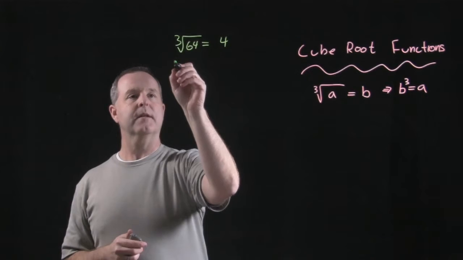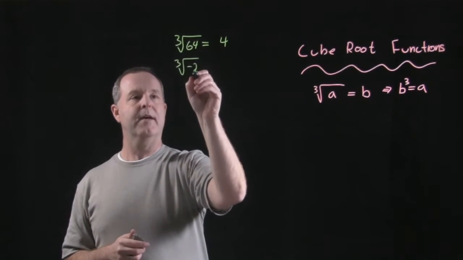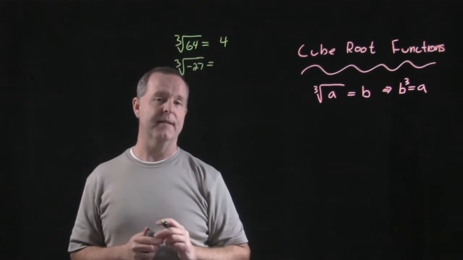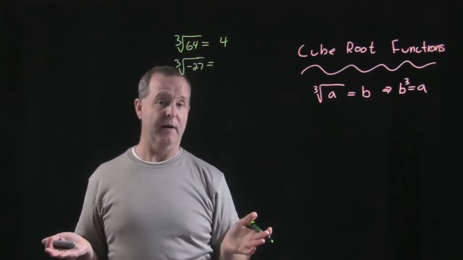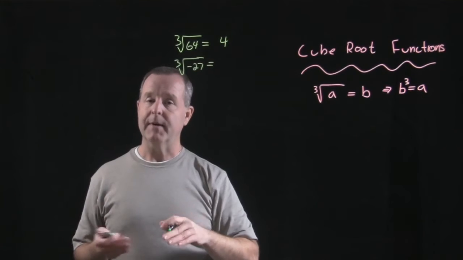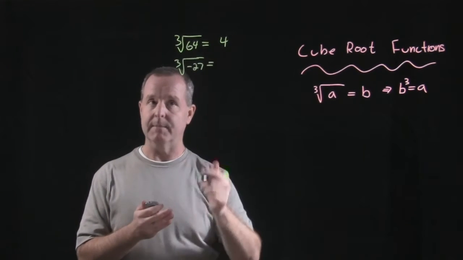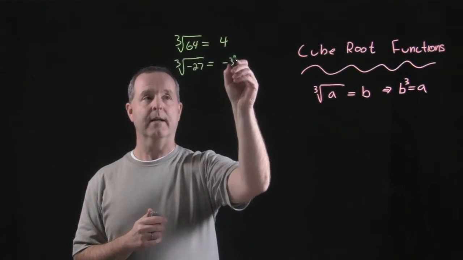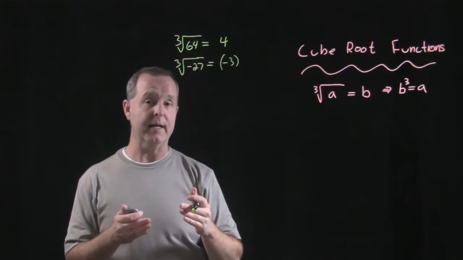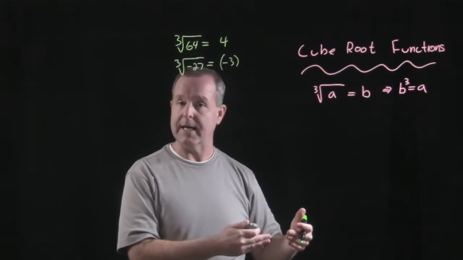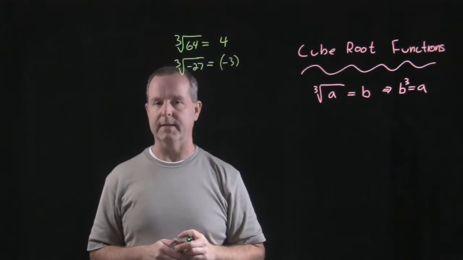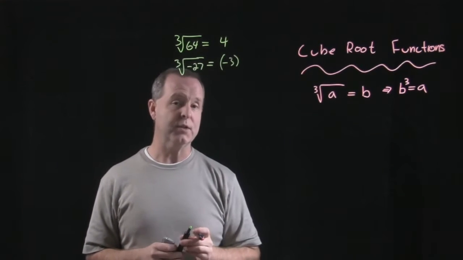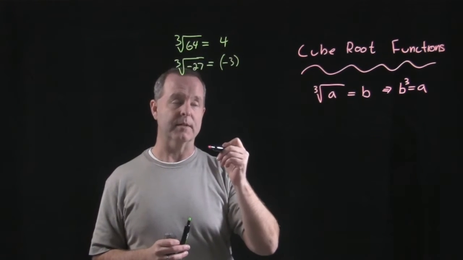We'd also look at the cube root of negative 27. There's a negative inside this time. Is it defined? It is, because what times itself 3 times produces a negative 27? That would be a negative 3, because negative 3 times negative 3 times negative 3 produces a negative 27. So that tells us that our domain is not restricted by negative numbers.